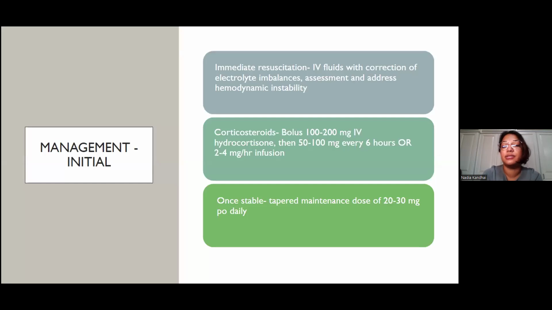Initial management is immediate resuscitation, correction of electrolyte imbalances with IV fluids, assessment and addressing any hemodynamic instability. For corticosteroids, we initially bolus 100 to 200 milligrams IV hydrocortisone, then 50 to 100 milligrams every 6 hours, or an infusion of 2 to 4 milligrams per hour. Once the patient is stabilized, a tapered maintenance dose can be used of 20 to 30 milligrams daily.